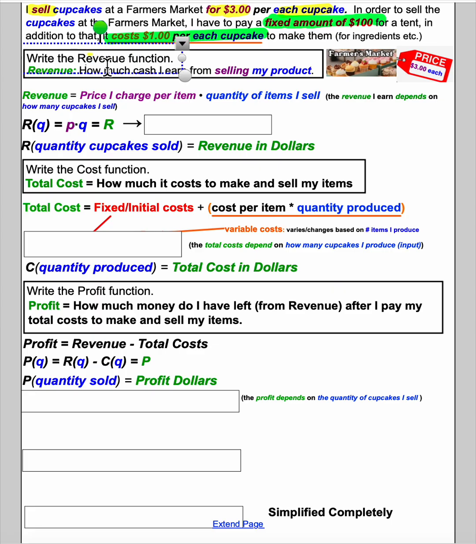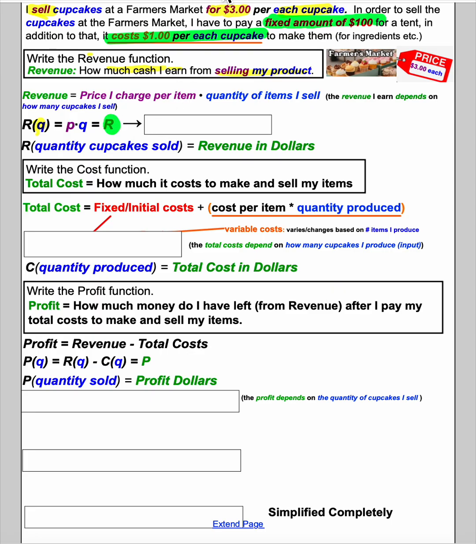So again, revenue is how much am I earning from the sale of my product? How much cash or whatever do I earn from selling my product? So I want to look at the sales price. So revenue is price charged per item times the quantity. And so in a lot of these cases, it doesn't tell me the quantity. I'm writing a function. When I input quantity sold, I get an output of revenue.